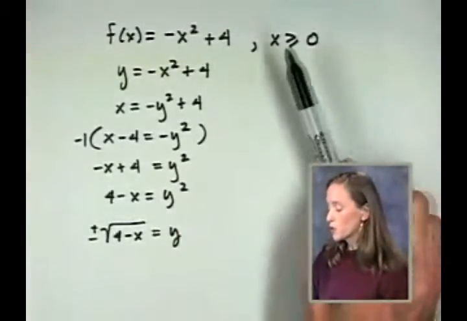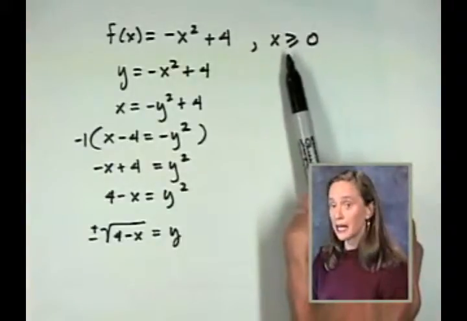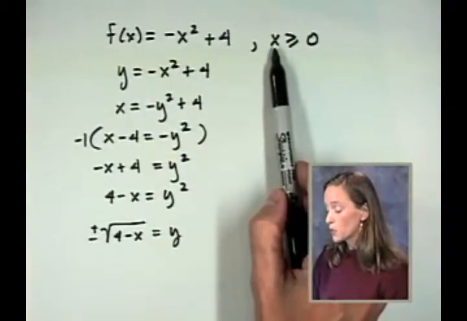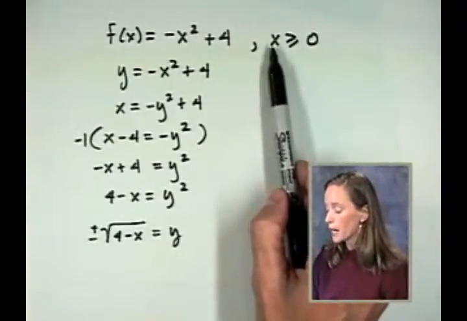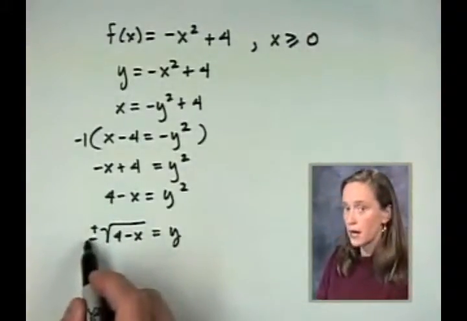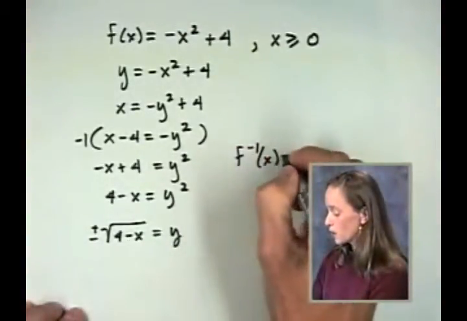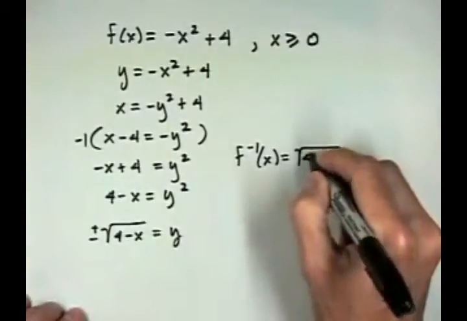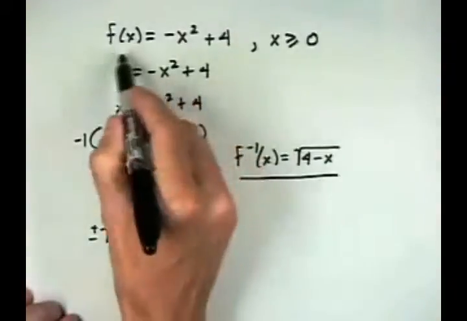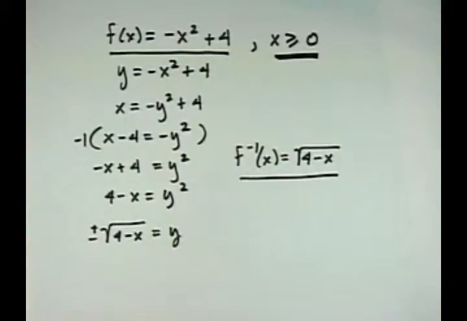But in the original function, x was restricted to being greater than or equal to 0. In the inverse, all the x's in the original function become y's, which means for the inverse function, y has to be greater than or equal to 0. That allows us to drop the negative part of our plus or minus and conclude that the inverse of f is the positive square root of 4 minus x. Now I want to graph this function and the original with the restriction to verify this result.